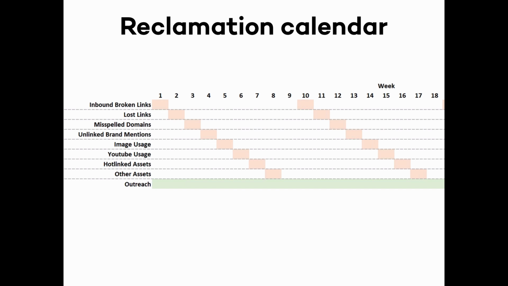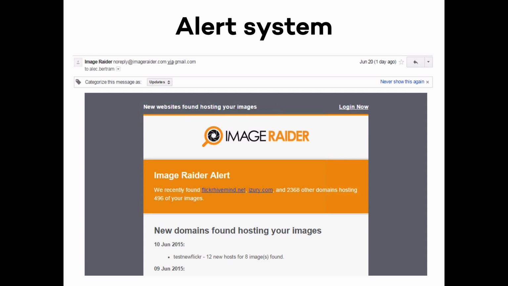This is the basic system that we use. We outreach to people all the time, and then every week we'll have a different focus for all of our clients. One week we might be looking for new inbound. The next week we might be looking at new lost links. The next week we'll be reviewing all the misspelled domains to see if there are new people who've linked to those, etc.